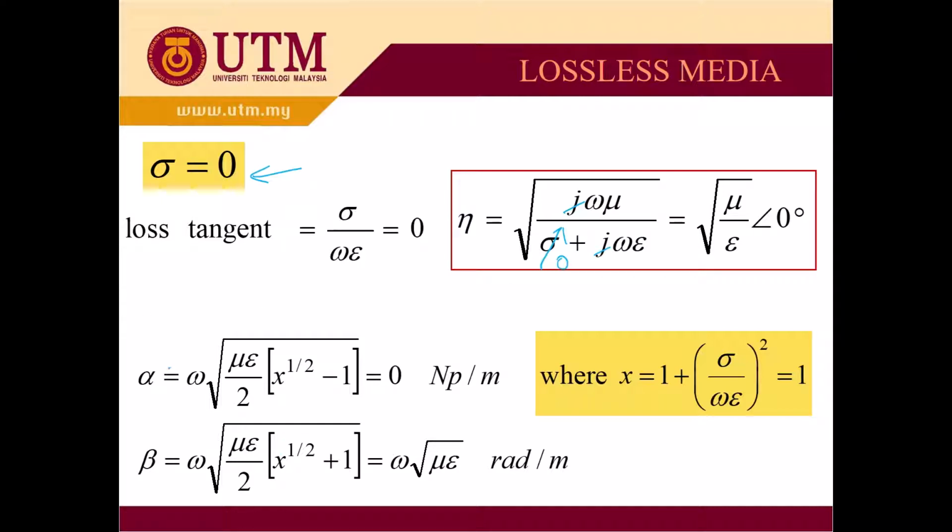And alpha, which is omega times square root of mu epsilon divided by 2, times the square root of the quantity 1 plus loss tangent squared, minus 1, to the power of 1 over 2, is equal to 0 because there is no attenuation in the lossless media. The beta can be simplified into omega times square root of mu epsilon. Because this is 1 plus 1 equal to 2, so we can cancel out here. This is a 0, that's why you got 1.